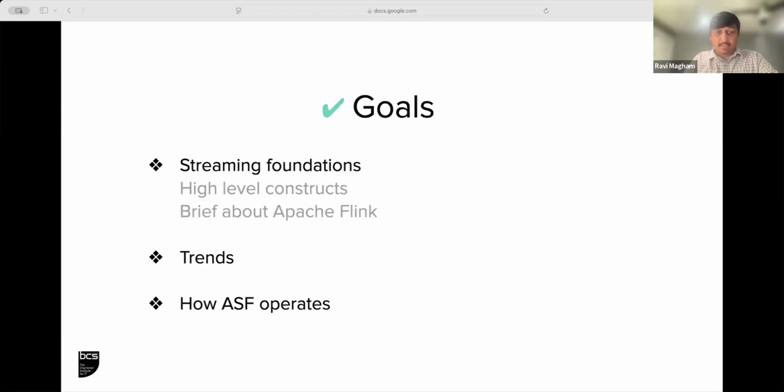So with that, let's go to the goals, meaning the key takeaway I want to share through this webinar: to offer a brief, high-level overview of the primitives and constructs around streaming. That way, you all have a fundamental understanding of the streaming concepts that usually all stream processing frameworks have. And then also introduce Flink. I'll also give a brief overview of the trends that I see happening of late, and then explain how ASF, which is the Apache Software Foundation itself, operates.